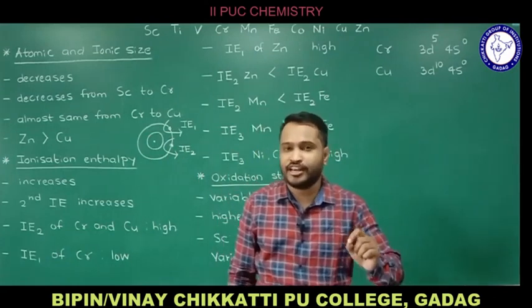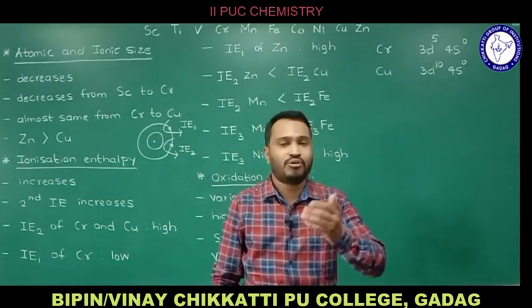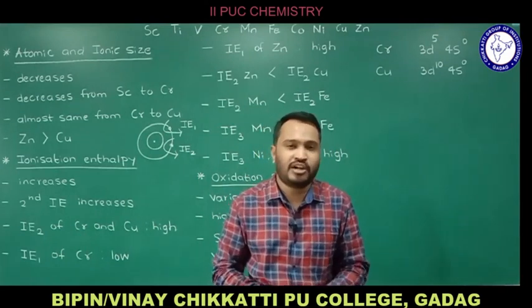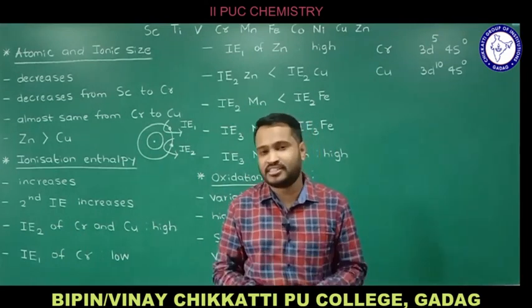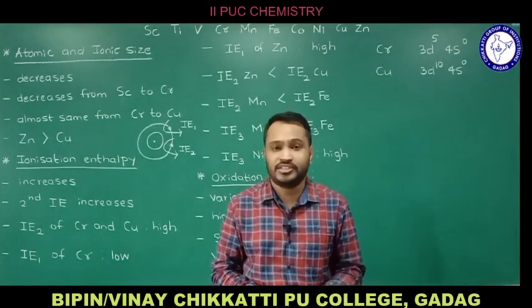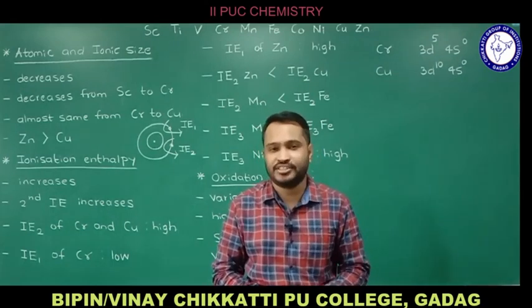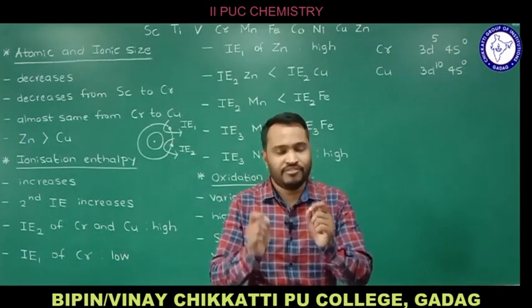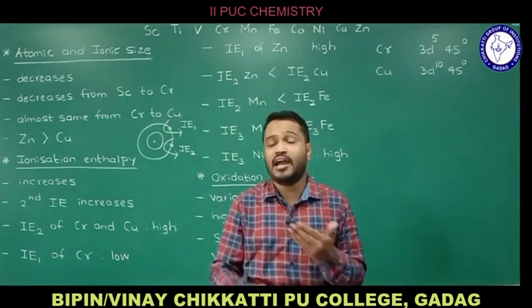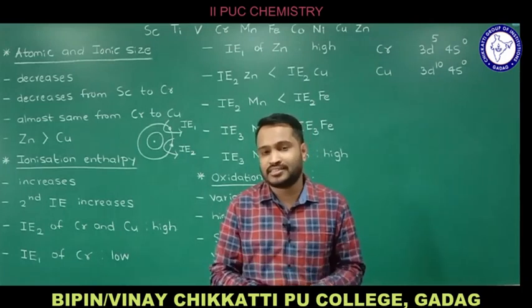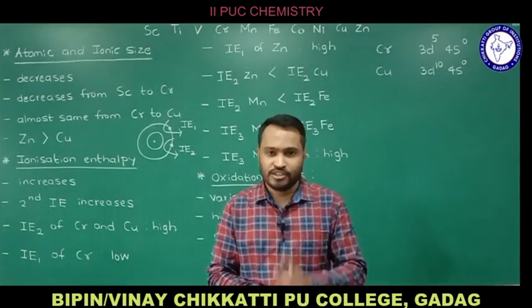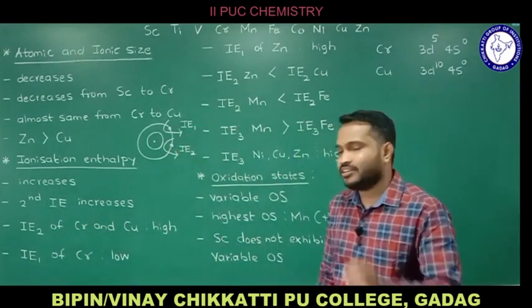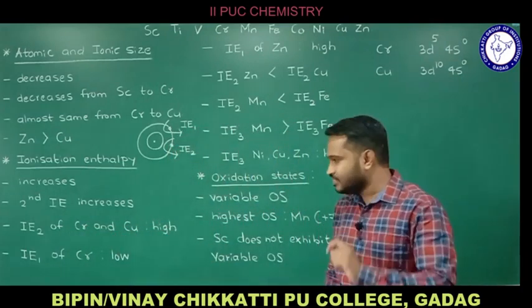Second ionization energy of chromium and copper is high because in chromium we get a half filled atomic orbital which is quite stable, and therefore the ionization energy, particularly the second ionization energy, will be high. In copper, a completely filled atomic orbital which is quite stable, we need a high amount of energy to remove the second electron. So that is the meaning of the second ionization energy of chromium and copper being high. We'll see some other examples.